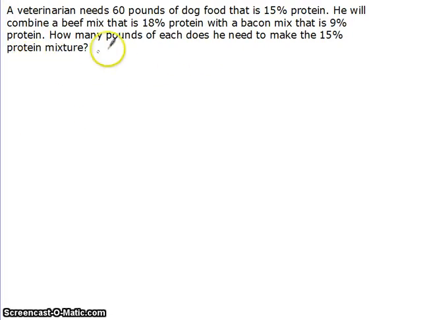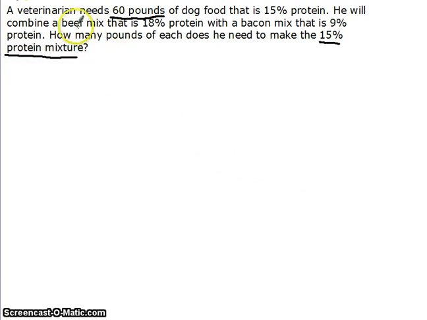All right, so you have to be able to figure out two variables in the problem and then make two equations out of each of those. I need an equation that's going to add up to the correct pounds of dog food, and then I need an equation that's going to add up to the 15% protein mixture.